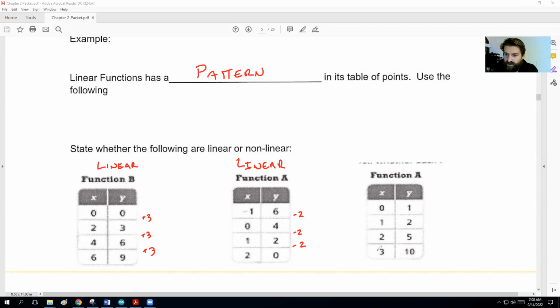All right, this one here, 0, 1, 2, 3. And then if we look, okay, we did +1. All right, +3, +5. Okay, not following a pattern here. So we would say that this one is nonlinear.